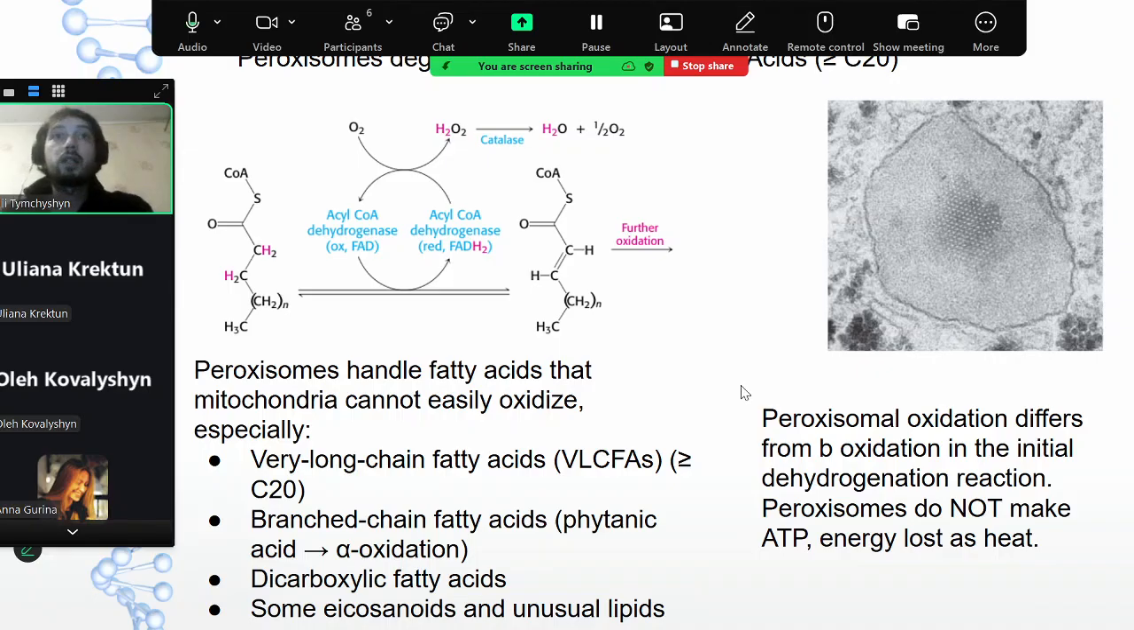A very common example is so-called phytanic acid. I guess I will get to that at some point, but that's one of the most important examples of the branched fatty acids that should be somehow handled inside of our cells. And it is handled with the process of so-called alpha oxidation. Some dicarboxylic fatty acids and some eicosanoids and unusual lipids can also be handled with the help of the peroxisomes.